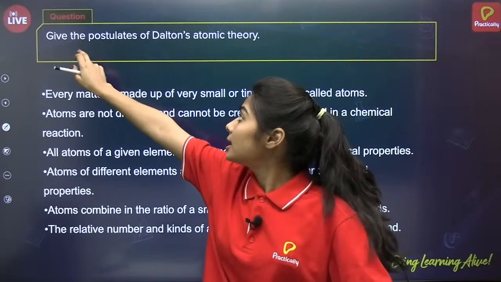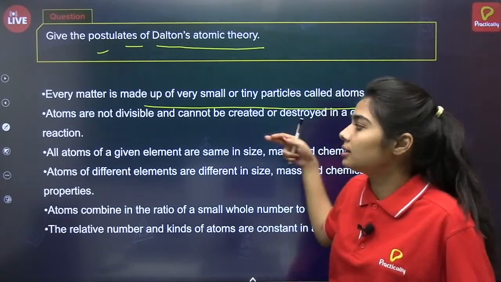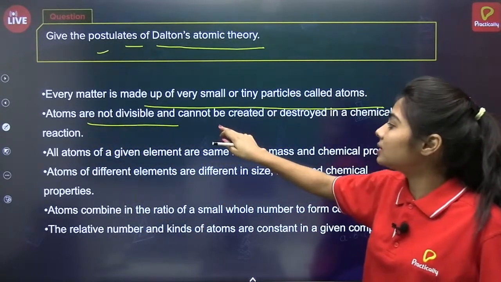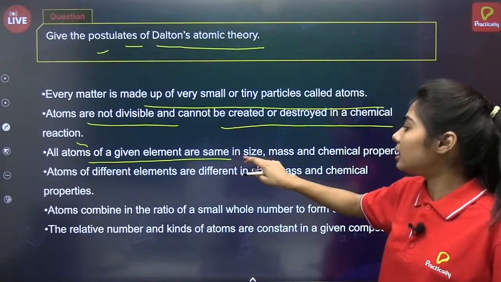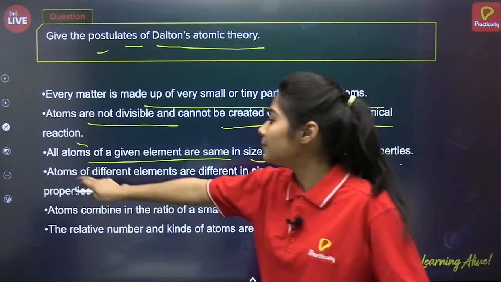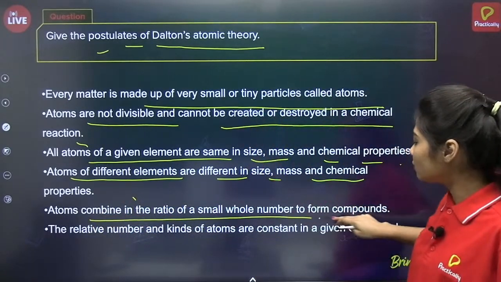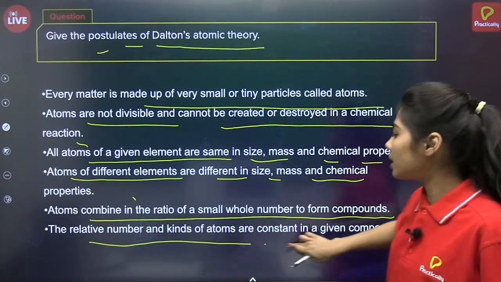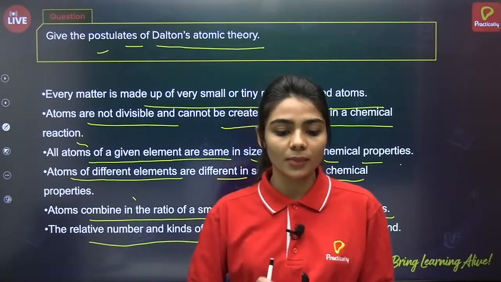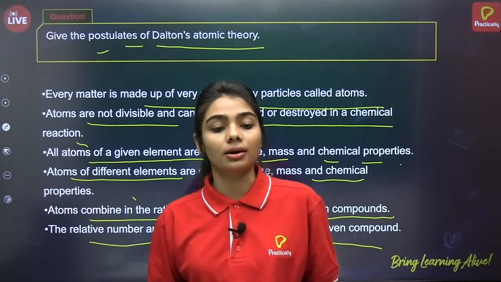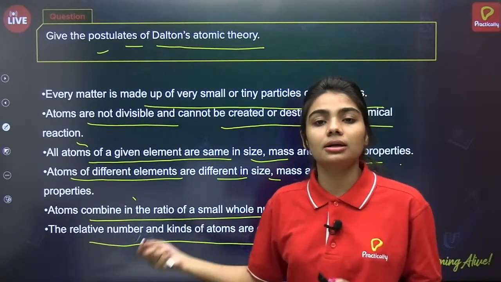So the question says, give the postulates of Dalton's atomic theory. Every matter is made up of very small or tiny particles that we call atoms. Atoms are not divisible and cannot be created or destroyed in a chemical reaction. All atoms of a given element are the same in size, mass and chemical property. Atoms of different elements are different in size, mass and chemical property. Atoms combine in the ratio of small whole numbers to form a compound. The relative number and kinds of atoms are constant in a given compound. You should write this there so that you will get full marks. These are the points you should remember whenever you are writing Dalton's atomic theory.